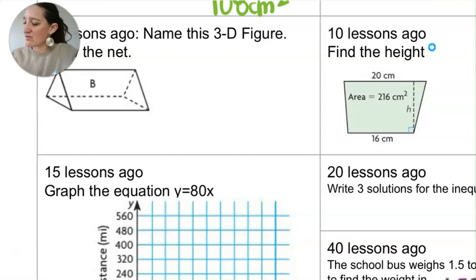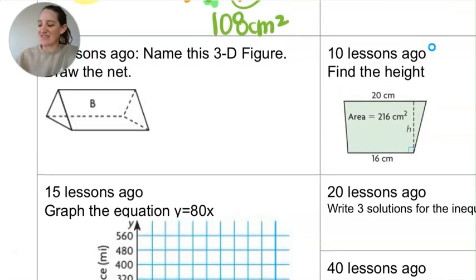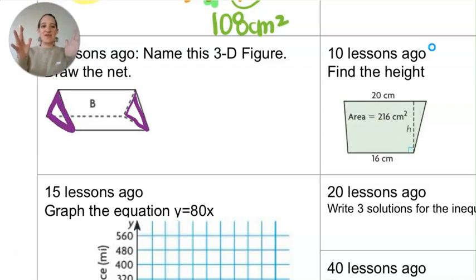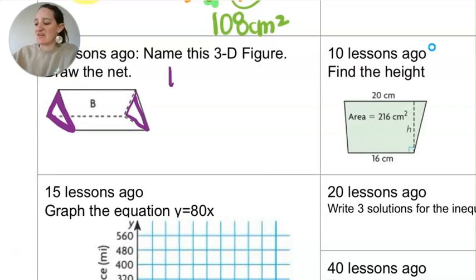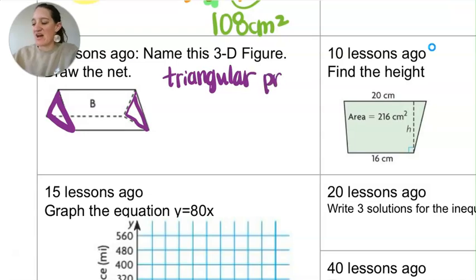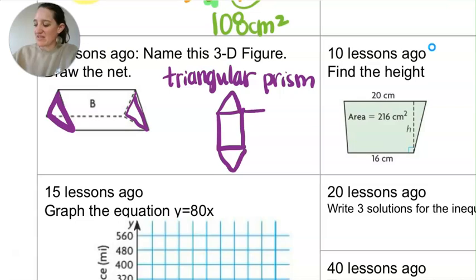5 lessons ago, we just have to name this figure and then draw the net. Okay, it's not a pyramid. And if I look, the 2 faces that are like completely facing each other, those are the bases, and those bases are triangles. So this is a triangular, and because it's not a pyramid, it is a prism. So triangular prisms, they have 2 triangular bases, and then that leaves them with needing 3 rectangles all around. So that's one way you could draw it.